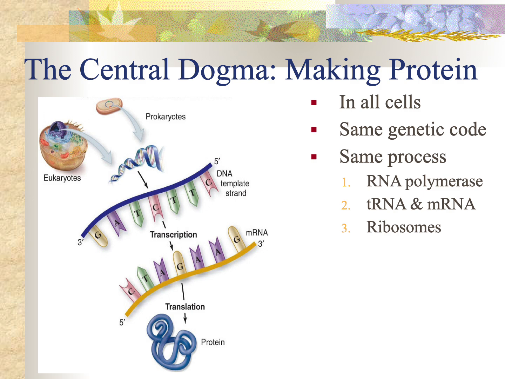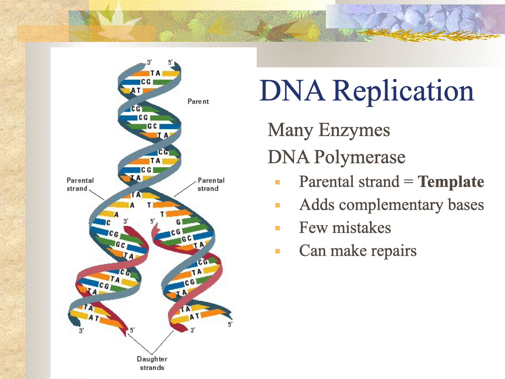Originally found in E. coli, but we quickly realized that the same process, the same code, is used in all cells, prokaryotes and eukaryotes. It was also quickly found that a very easy process to copy DNA, or DNA replication, used many enzymes, but one basic enzyme called DNA polymerase. And then the two strands would be separated and new strands would be built using old strands as a template, by just matching complementary nucleotides across. And this enzyme made very few mistakes and could even repair mistakes.